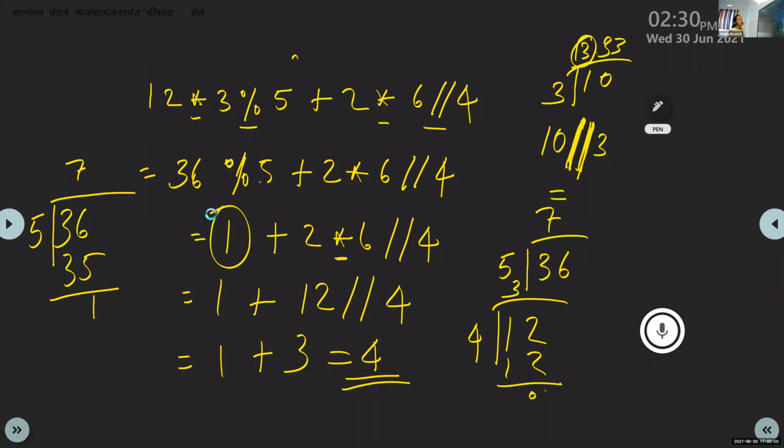36 mod 5, the result is 1. The name of this percentage symbol is modulo or remainder. Is it clear, Sahan? Yes, ma'am, clear. So that is the result.